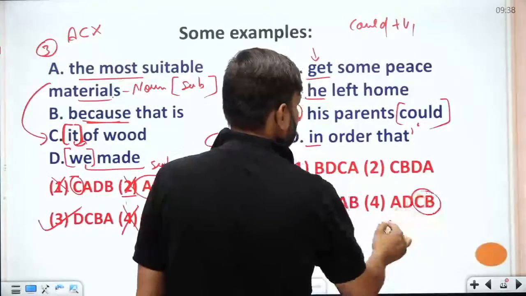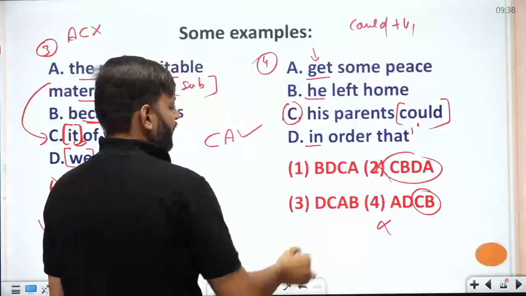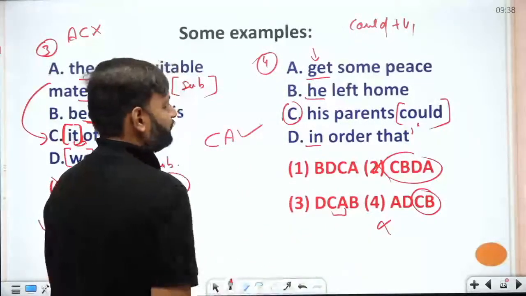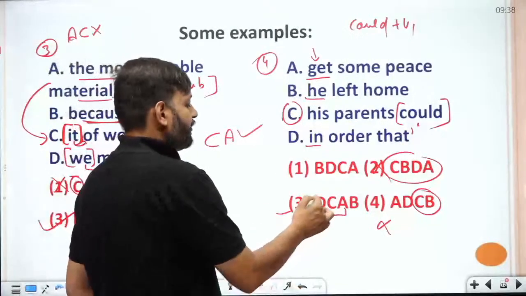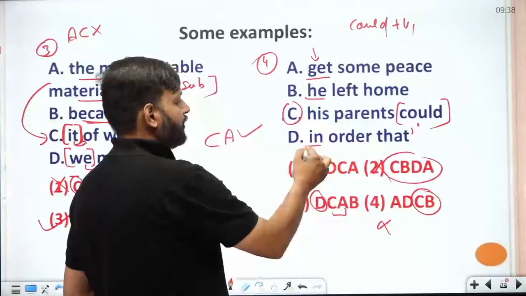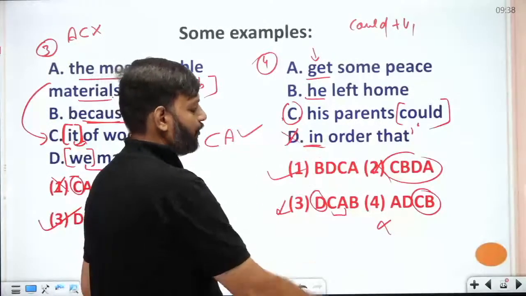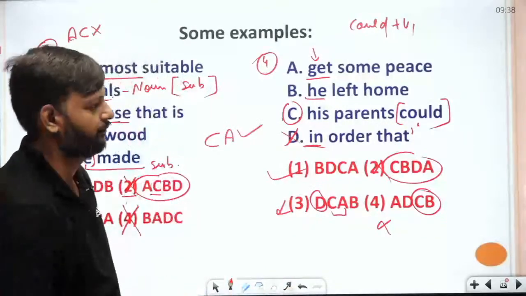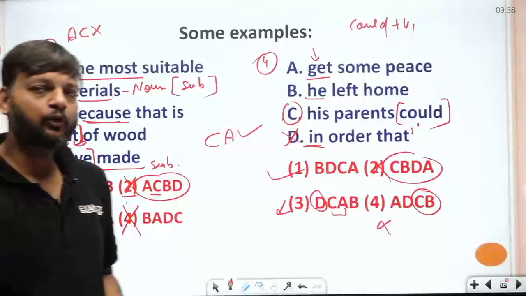C and B eliminate, here also eliminate. Okay, now here we have C and A, but in option 3 D is the first sentence and no sentence can start with in, so eliminate it. The answer is 1. Okay, hope you got the point.